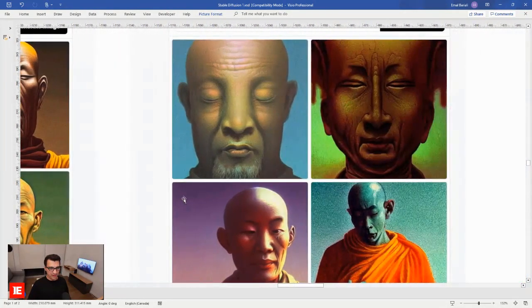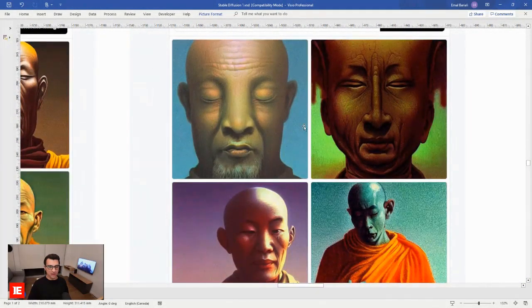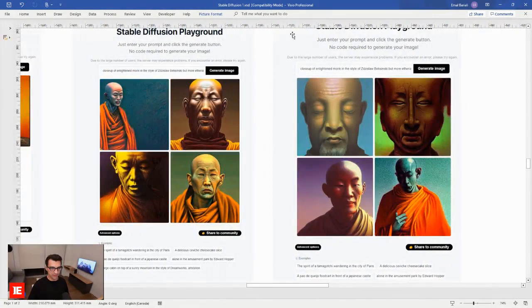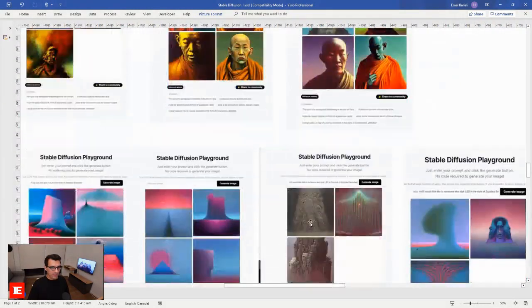And let's see what else we got over here. Close-up of a monk but more ethereal. Yeah, so I generated this one twice. It was the exact same thing, and I just regenerated it, and it essentially produced the set of 8 images for that same prompt that I put into it. So that's what it put out.